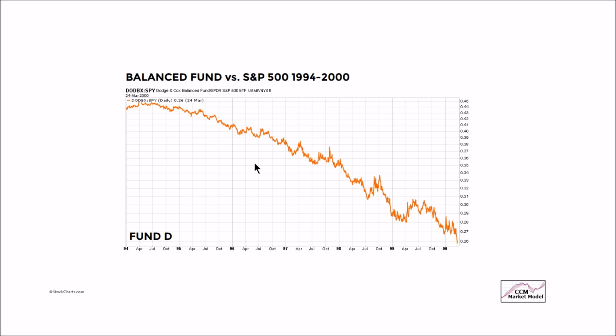If you're into balanced funds or been on Wall Street for a while, you've surely heard of the Dodge & Cox Balanced Fund. Balanced funds, basically a split between stocks and bonds, significantly underperformed. This is relative performance. But again, you're swimming against the current, trying to force something that market conditions are saying that's not a good place to be.